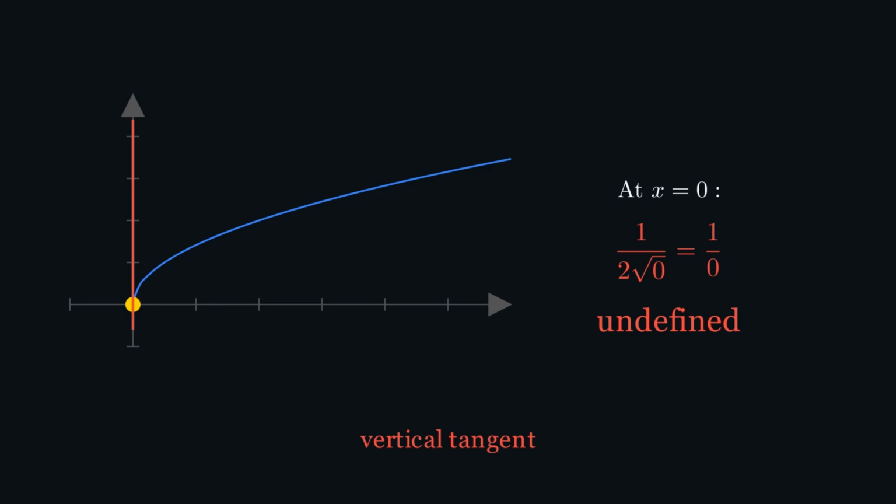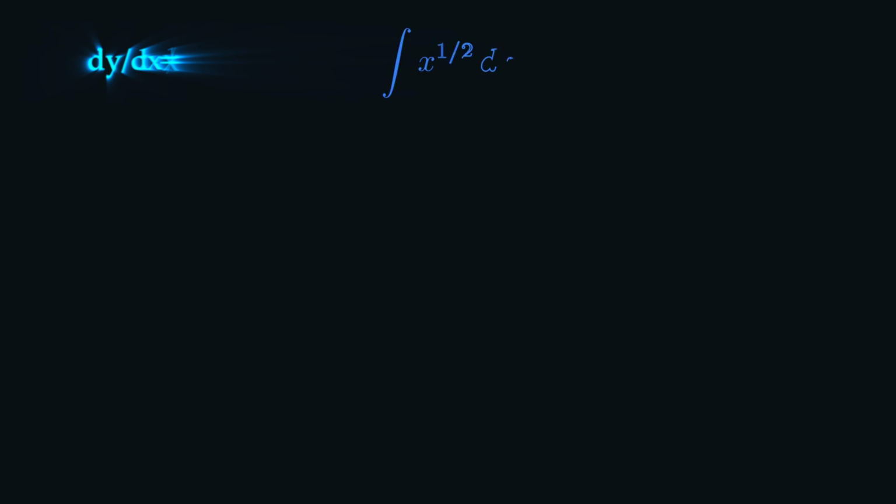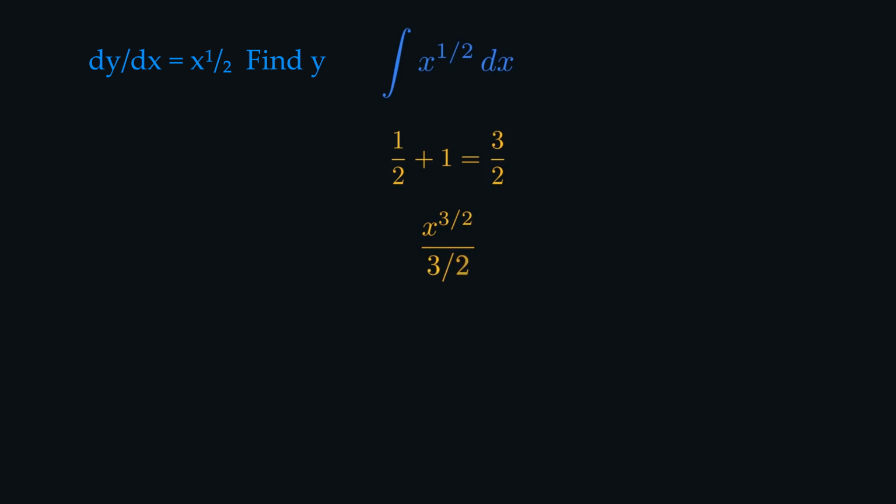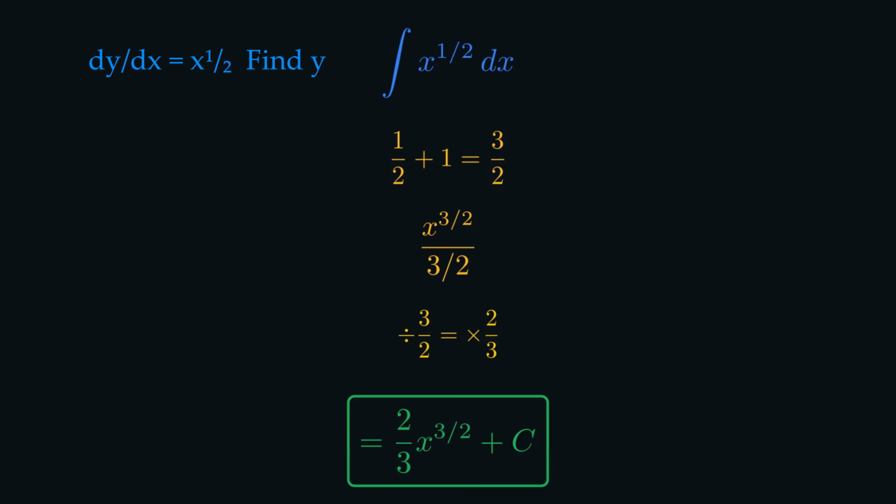Integration works the same way with fractional powers. If dy/dx equals x to the 1/2, find y. Increase the exponent from 1/2 to 3/2. Divide by the new exponent. X to the 3 halves divided by 3 halves equals 2/3 times x to the 3 halves. Add C. The answer is y equals 2/3 x to the 3 halves plus c. Dividing by a fraction: dividing by 3 halves is the same as multiplying by 2/3.